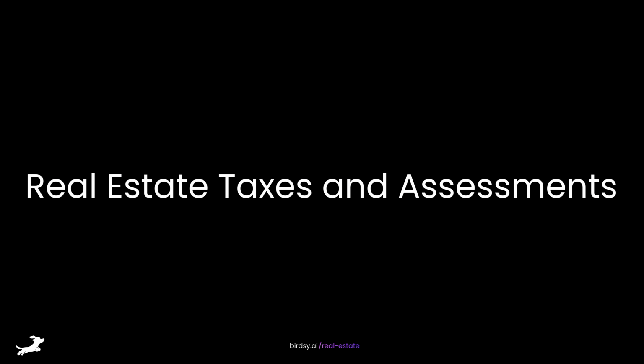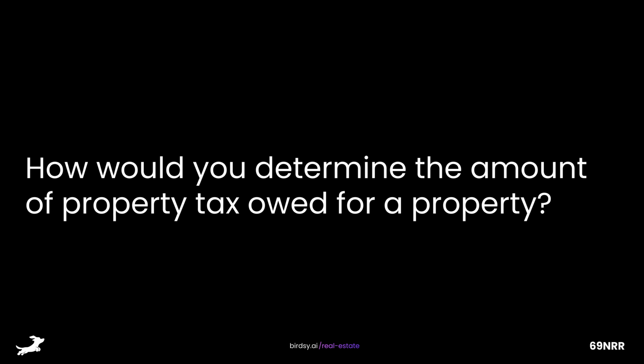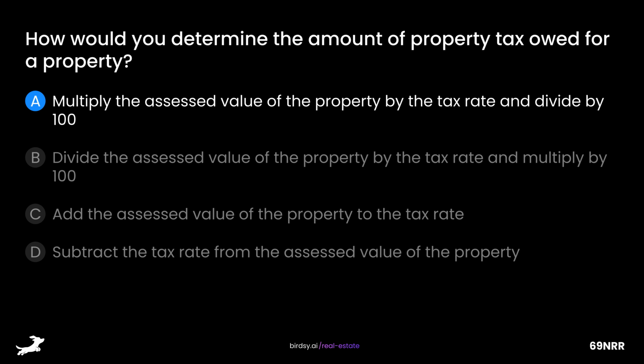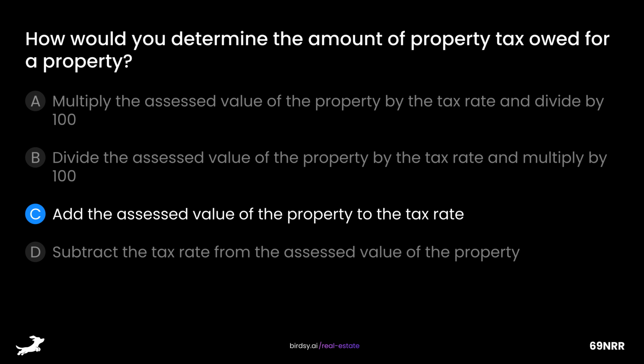In our final section, we'll review real estate taxes and assessments. Basic property tax calculation. How would you determine the amount of property tax owed for a property? Is it A. Multiply the assessed value of the property by the tax rate and divide by 100? B. Divide the assessed value of the property by the tax rate and multiply by 100. C. Add the assessed value of the property to the tax rate. Or D. Subtract the tax rate from the assessed value of the property?